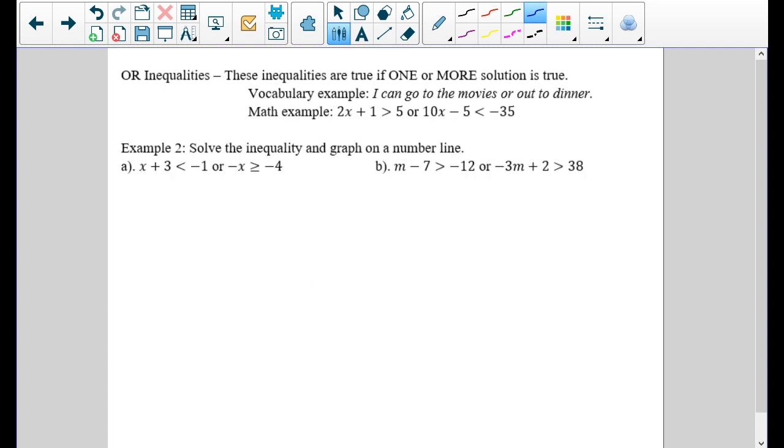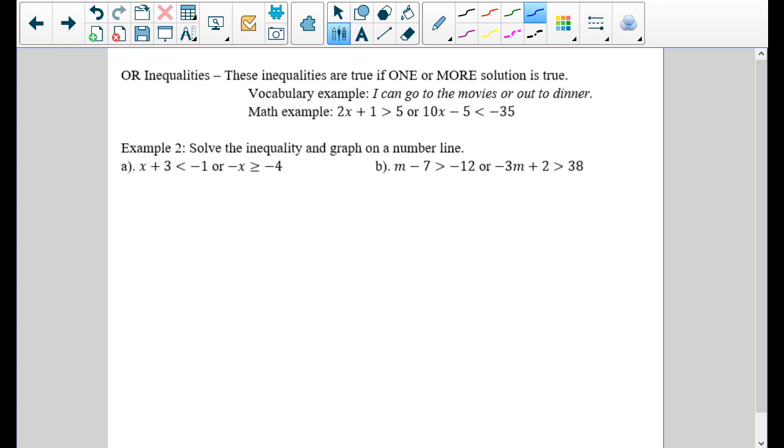What about our or inequalities? If I gave you the option of going to the movies or out to dinner, you can pick one. You don't get to do both, one or the other. So in this problem, either one could be correct. As long as one of them is correct, the inequality is true. Here I'm given two separate equations, always with the or inequalities. We have to solve them separately. Most of the time they're different equations even.